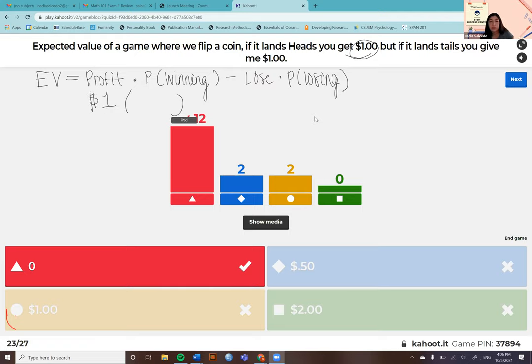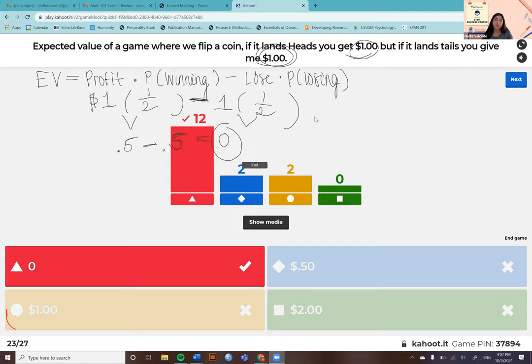And the way we win $1 is if we land a head, and the probability of us landing a head is 1/2, because there's a 50% chance that we'd land a head. And then how much money we would lose would be $1 again, so we'd lose $1. And if it lands tails, the probability of us losing is also 1/2. So we simplify this. 1 times 1/2 would be 1/2 or 50 cents. And then minus 1/2 again, which gives us 0.